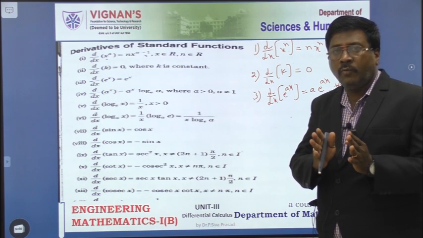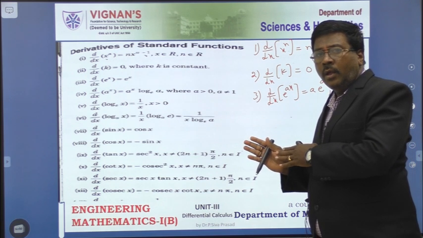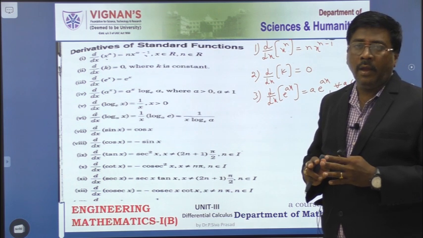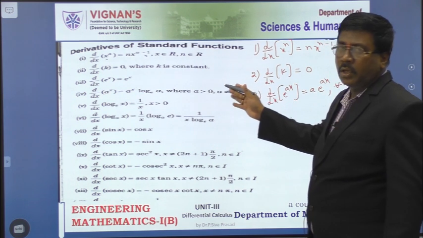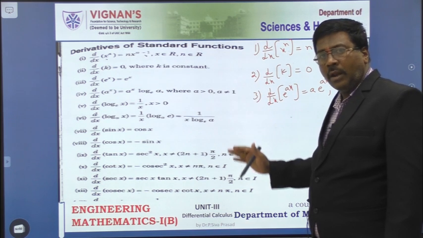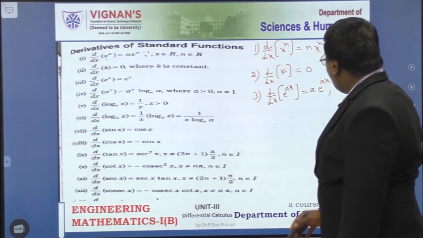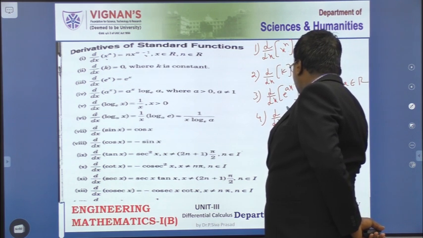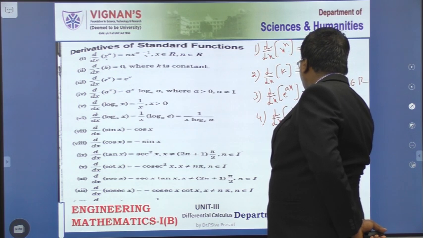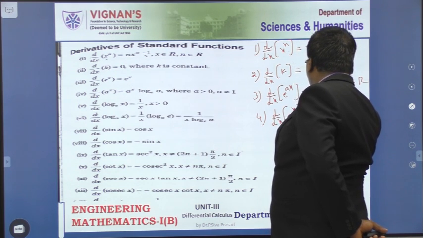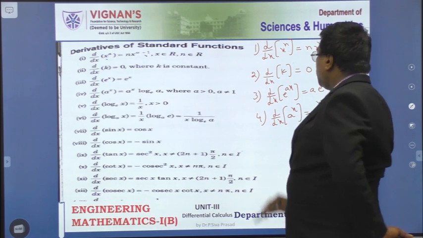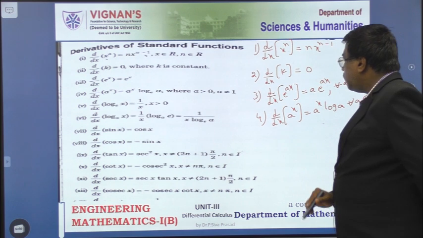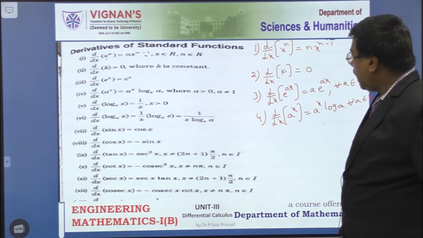This derivative concept, whatever the procedure we have done here, the reverse process is the integration part only. That is why you have to learn all these formulas from the basics onwards. Now the fourth one is d by dx of a power x is equal to a power x into log a. Here also for all a belongs to R. Will you catch your point?